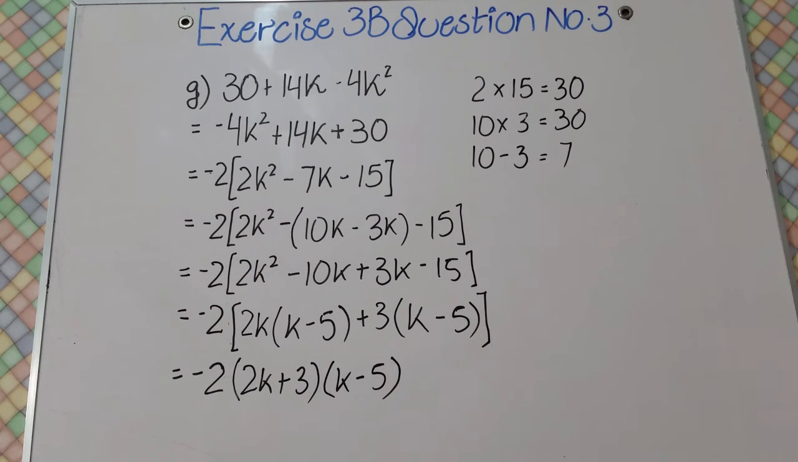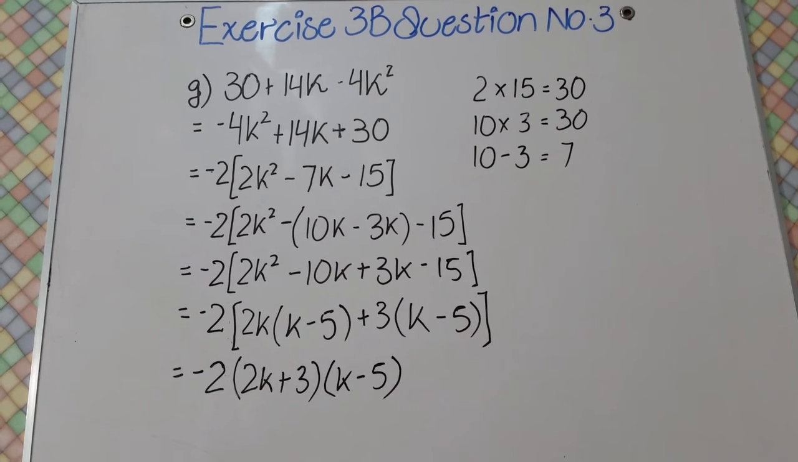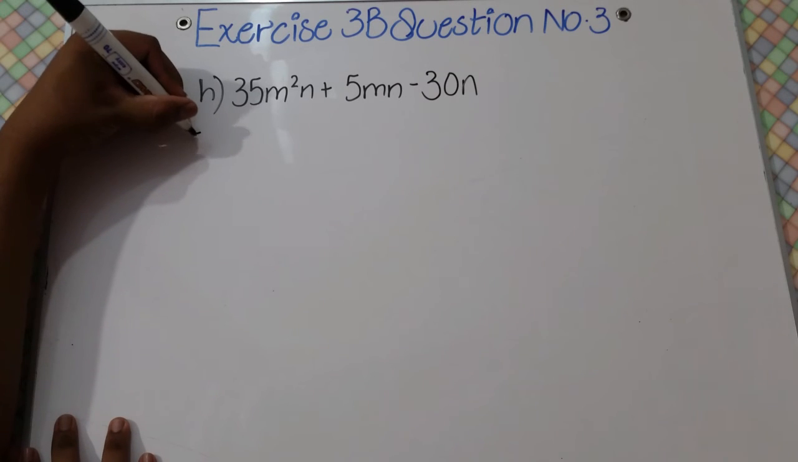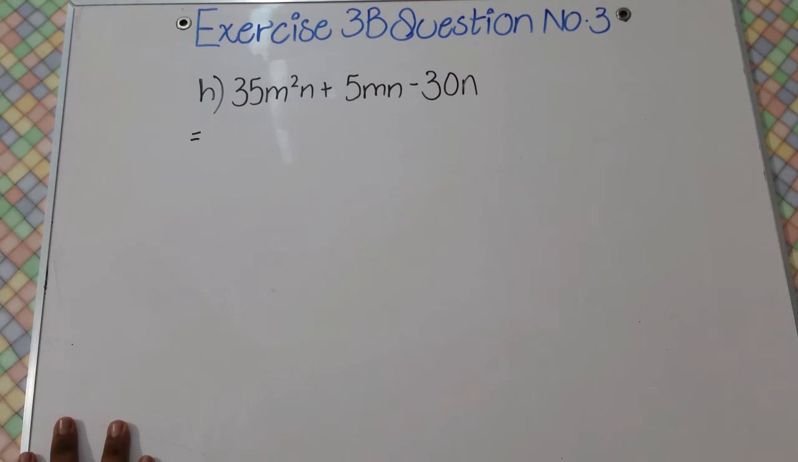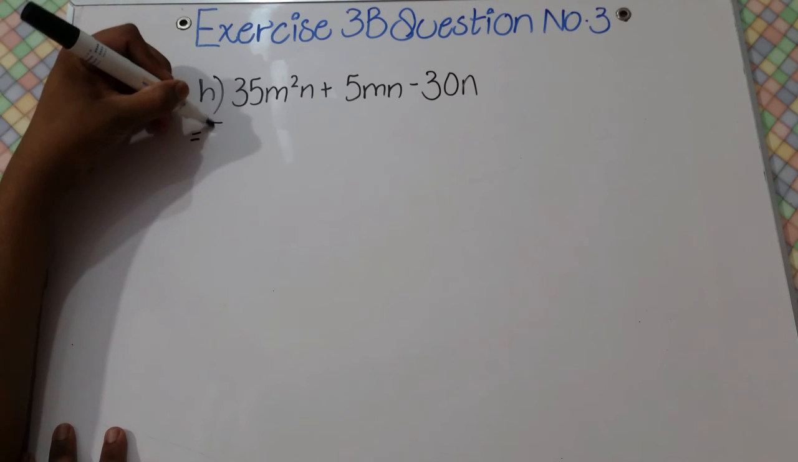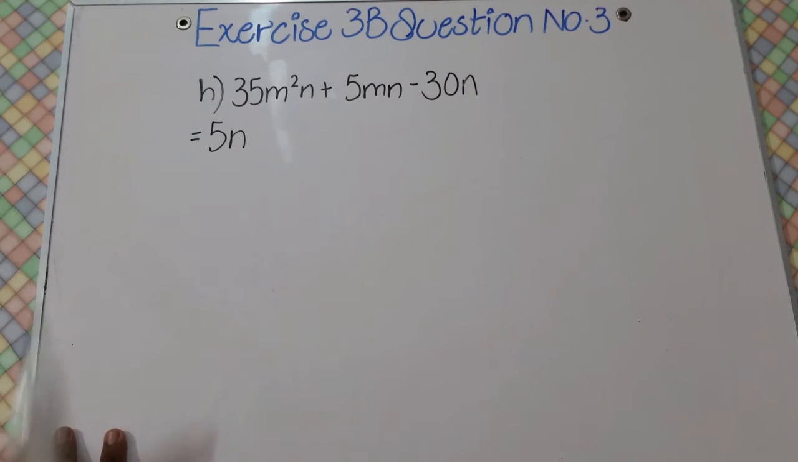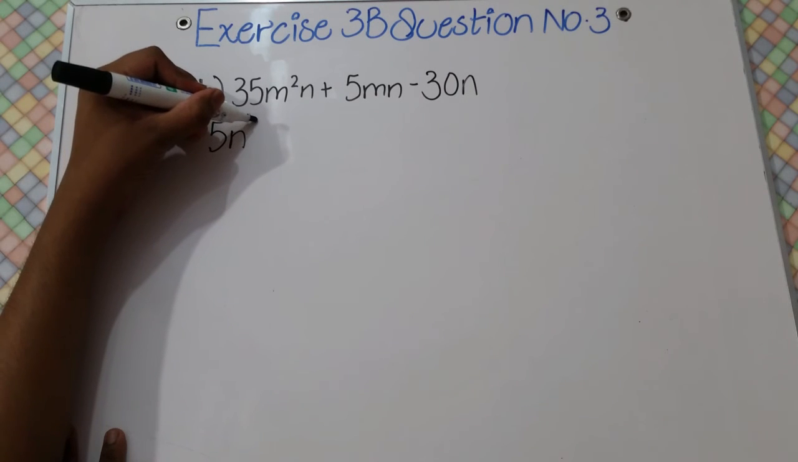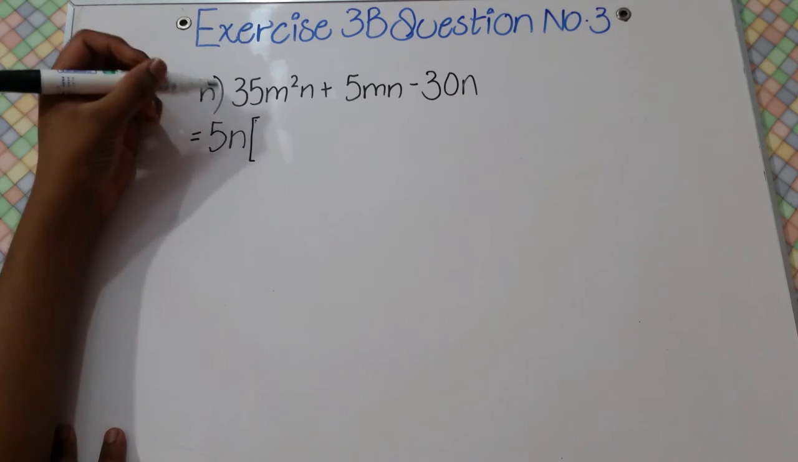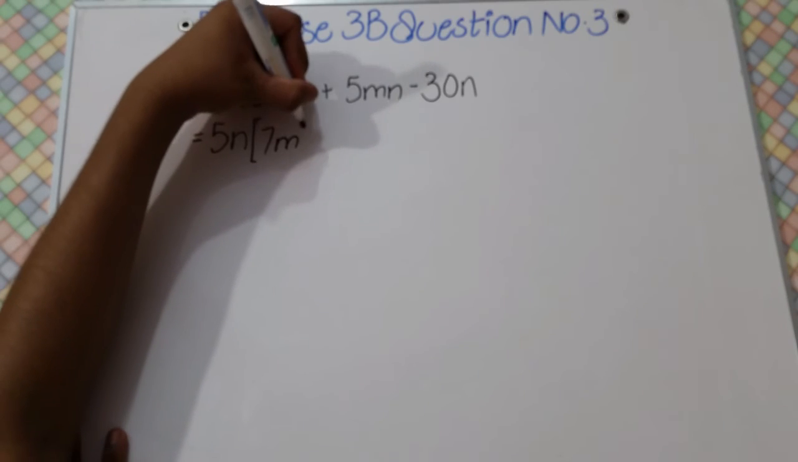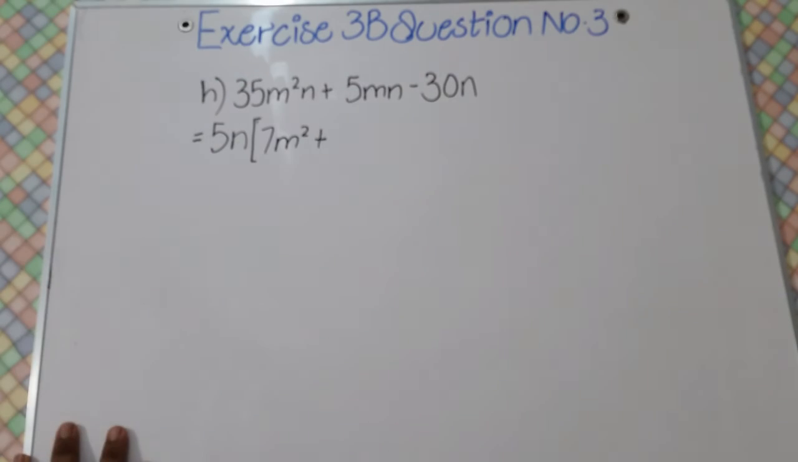Now let's move towards the last part, which is part H. Over here I have written part H. I think it's arranged already, so I'm going to take the common. The common is 5, and I'm going to take out n, because n is not a square number right now, but m is. Now in the bracket, 5 divided by 35 is 7, it would be 7m square, plus, all the signs would be the same. Then 5 divided by 5 is 1.